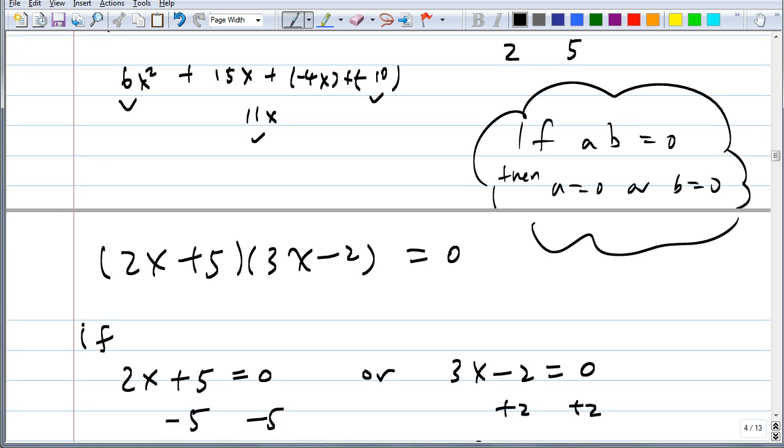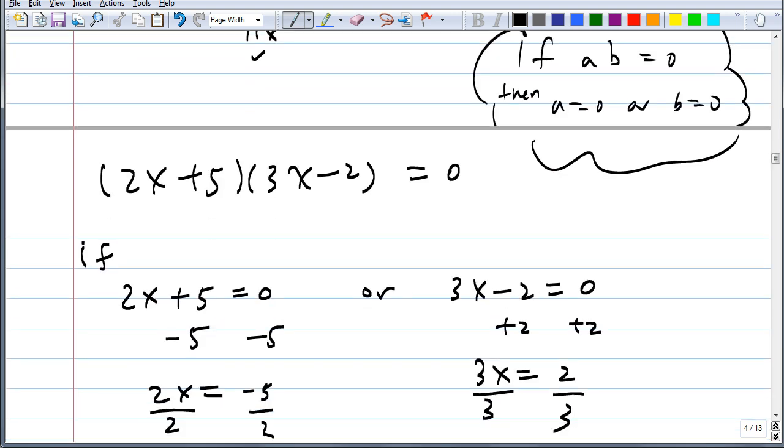So who has the answer for the first factor? Yes, sir. Negative? Oh, I don't like decimals. I like improper fractions. Thank you. Negative 5 over 2. What about the other one?